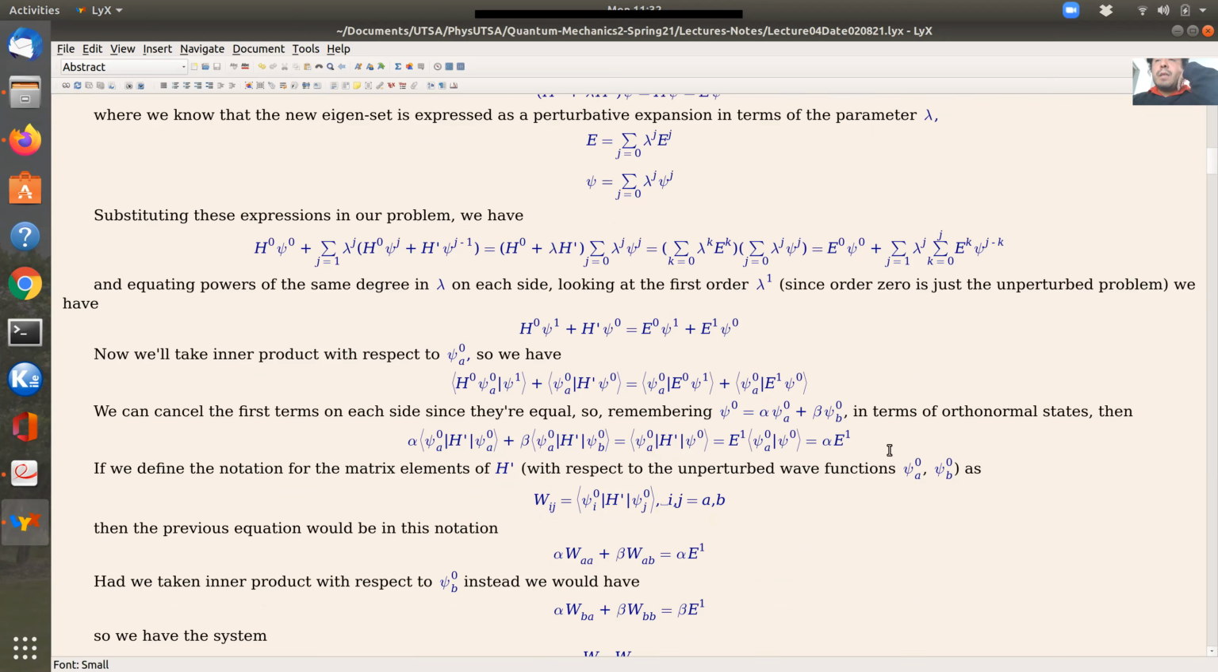And then if you do the calculation, which in your head you can do by basically imagining that to this matrix we subtract E1 times the identity matrix, which means that you'll have terms of minus E1 in the diagonal. And if you compute the characteristic polynomial, which is related to this determinant, you'll have (WAA minus E1) times (WBB minus E1), and then minus WBA and WAB.